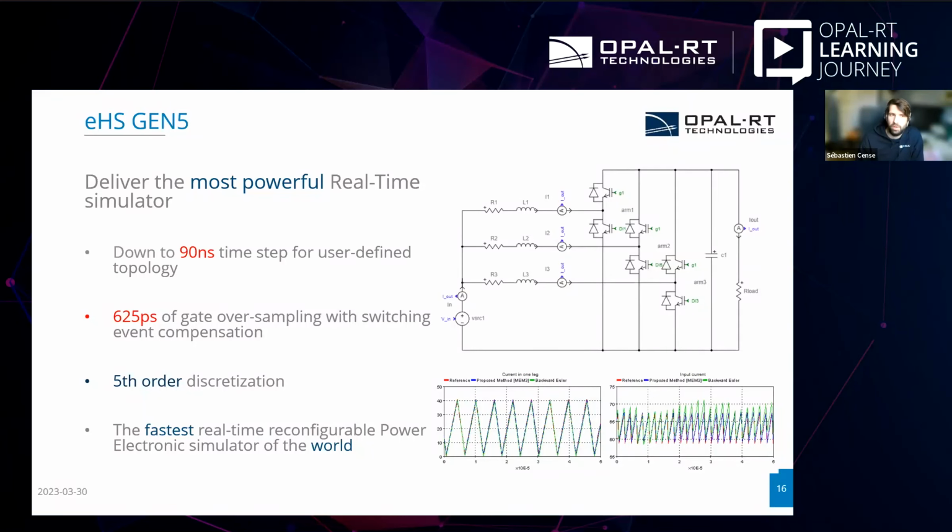And to do so, to avoid also creating more inaccuracy in the system, we also added a fifth order discretization instead of backward standard discretization, as we can see normally on the market of FPGA simulators. It became the fastest real-time reconfigurable power electronic simulator of the world.